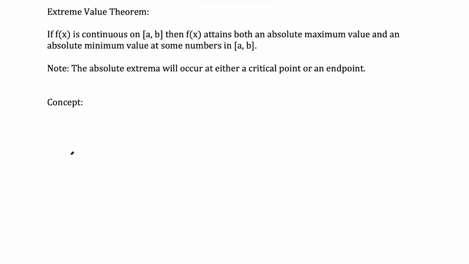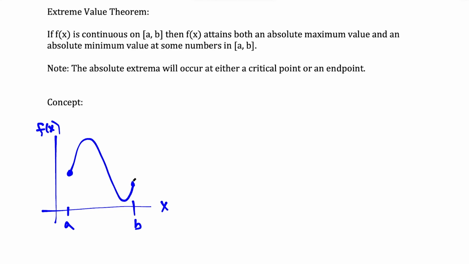Now, the idea behind this theorem is that if we have a function f of x and f of x is continuous, well, for one, if f of x is continuous, that means when we draw it, we have to draw it without lifting our pen off the page. But let's say first time around, I'm looking at f of x from a to b, and it looks something like this. So the function goes up, comes back down, and then comes back up again.